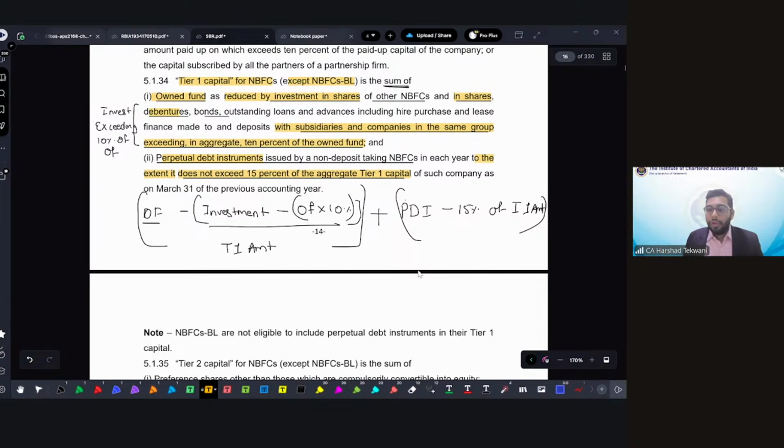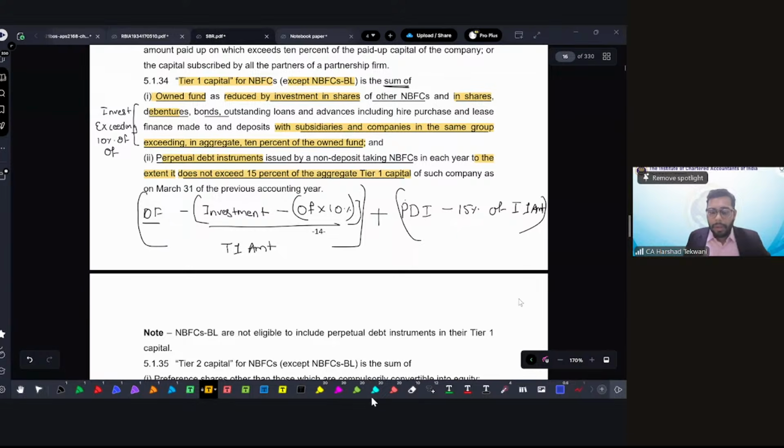So perpetual debt instruments, basically, I'll simplify the formula for you guys. Yes, sir. Actually, I'm sorry, I'm studying this for the first time. Other chapters I have studied a few times, but this is the first time I'm studying this. That is why there are more questions from my side.